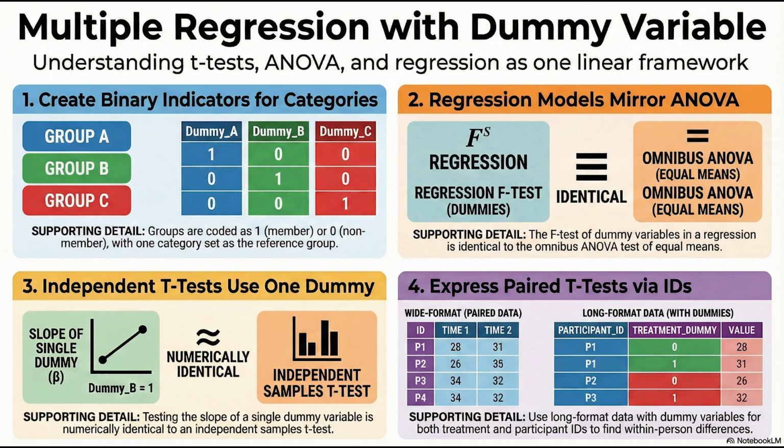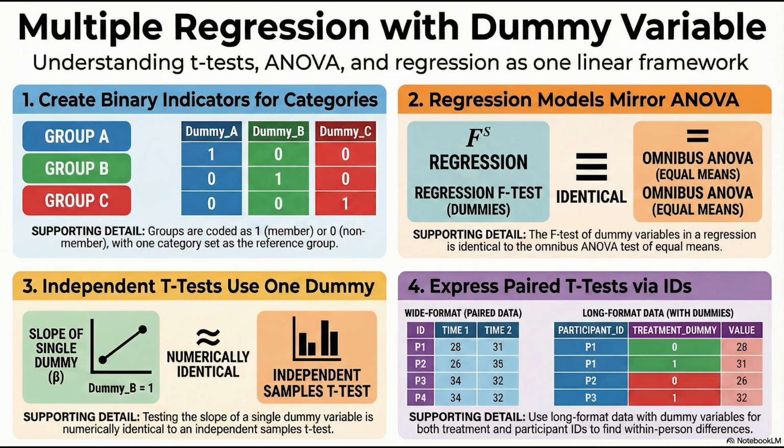The regression coefficient for this dummy variable represents the mean difference between groups, which is exactly what the independent samples t-test tests. The paired samples t-test can also be expressed in regression form by restructuring the data into long format. We include one dummy variable for treatment and additional dummy variables for participant IDs to control for individual differences. The coefficient for the treatment dummy represents the within-person mean difference, matching the paired samples t-test.